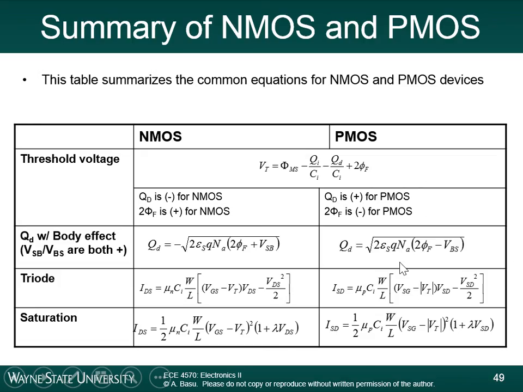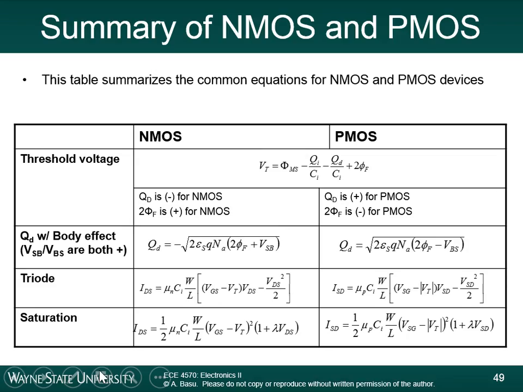Same equation, but the polarities are different depending on whether you have an NMOS or PMOS device. So the depletion charge is going to be negative for an NMOS device, so this Qd term will be negative, and because you have a negative in front of it, this whole term in the equation will then become positive. The 2 phi f term is positive for an NMOS device. And for a PMOS device, the Qd is positive, so then this term ends up being negative because of the negative sign in front of it. And the 2 phi f term is negative for a PMOS device.